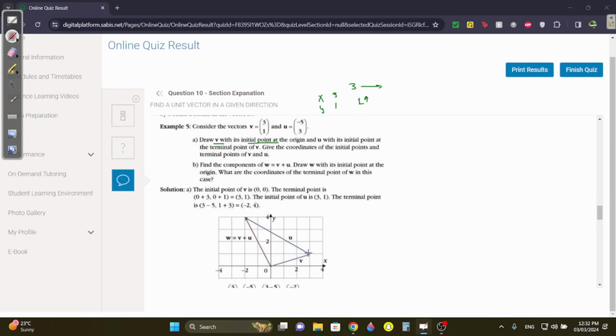Then from vector v, they're saying draw u with its initial point at the terminal point of v. So at the end point of v, make that the initial point of u. What's u? U we said is given as minus 5, 3. So what does that mean? 5 to the left and 3 up. Why to the left? Because it's negative. So go 5 to the left, 1, 2, 3, 4, 5. And then 3 up, 1, 2, 3. So it's like this. Then you connect them, you get u.